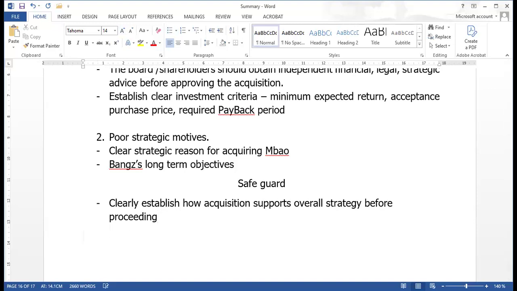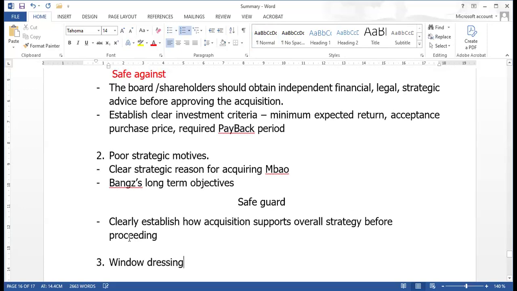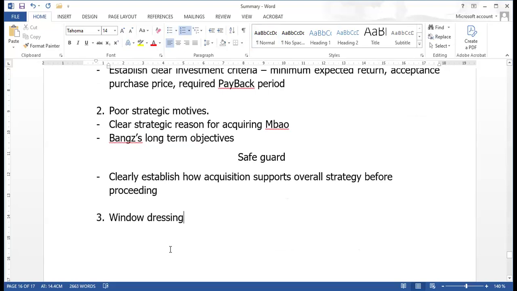Then next, another thing is that in acquisition, you need to think about window dressing. It really causes these entities to collapse, to fail. The acquisition may be undertaken to create an appearance of growth, rather than to generate genuine financial value.